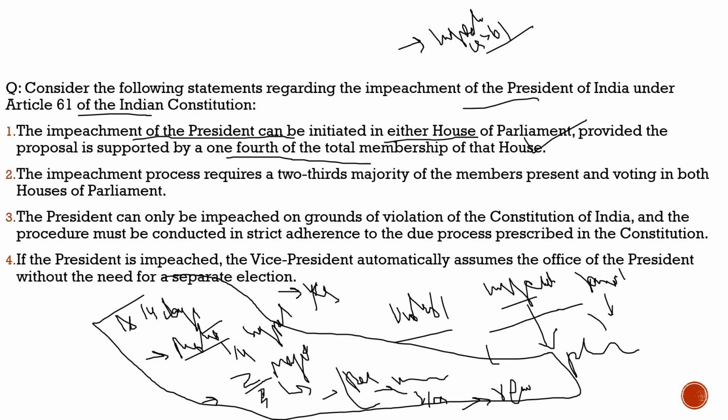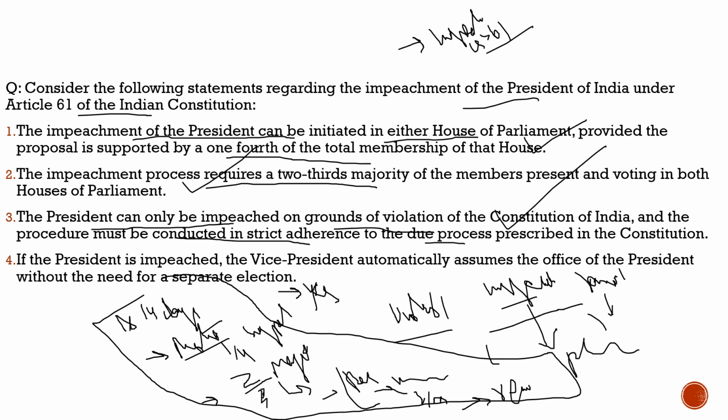Second statement, the impeachment process requires a 2/3 majority of the members present and voting in both houses of the parliament, 100% correct. 2 by 3, it should win by a 2 by 3 majority. Third, the president can only be impeached on grounds of violation of the Constitution of India, and the procedure must be conducted in strict adherence to the due process prescribed in the Constitution, 100% correct.